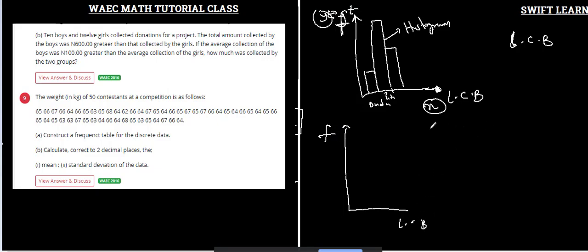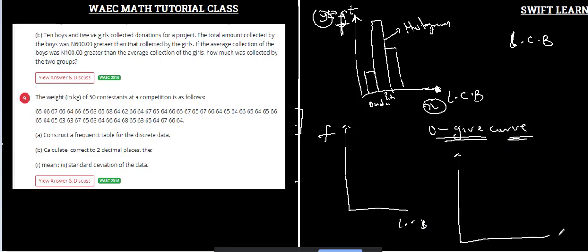Now for the ogive curve, very easy. What do we use in an ogive curve? In an ogive curve, we use the upper class boundary, and we use frequency.